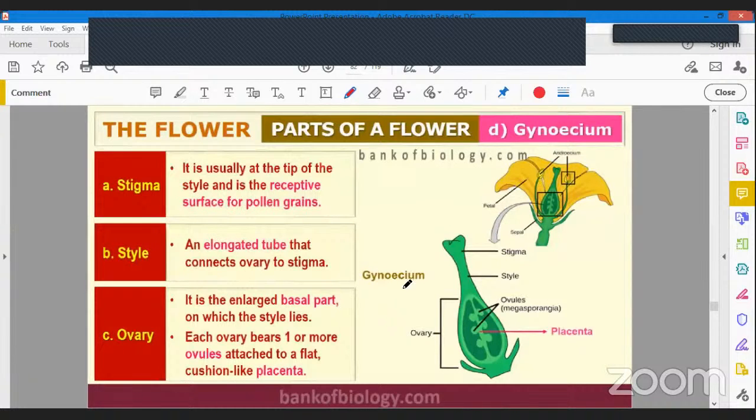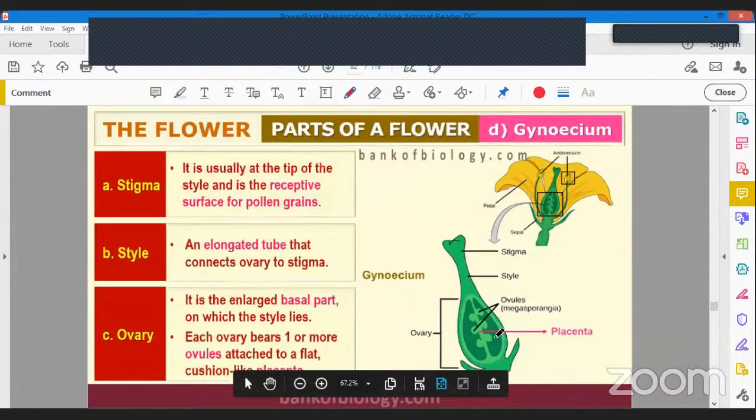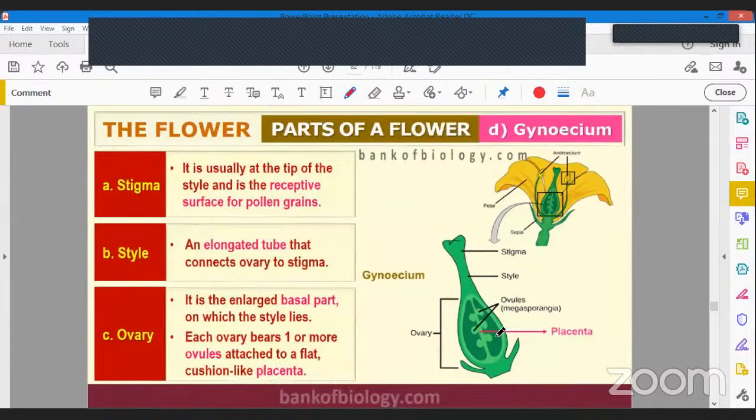Done. So we go to the next part. Stigma. Stigma is the tip of the style and is the receptive surface for the pollen grains. So what happens? All the pollen grains that fall on the stigma will form the pollen tube and pass through the stigma. Then style is the elongated tube that connects the ovary to the stigma. That means it will pass through the style and it will reach the ovary. So the ovary is the enlarged part which will contain all the ovules in it. Okay. So it may bear one or more ovules which are attached to the placenta. So take it down, students.